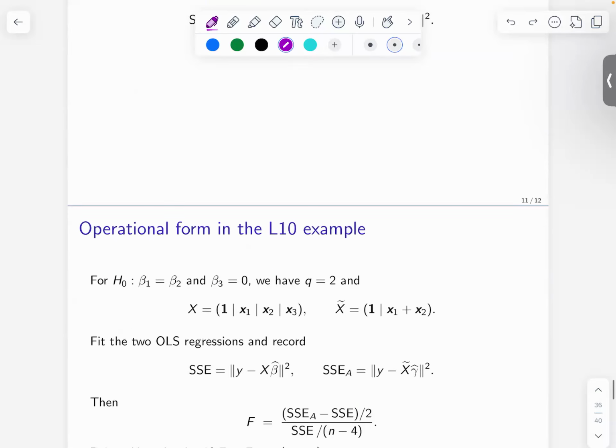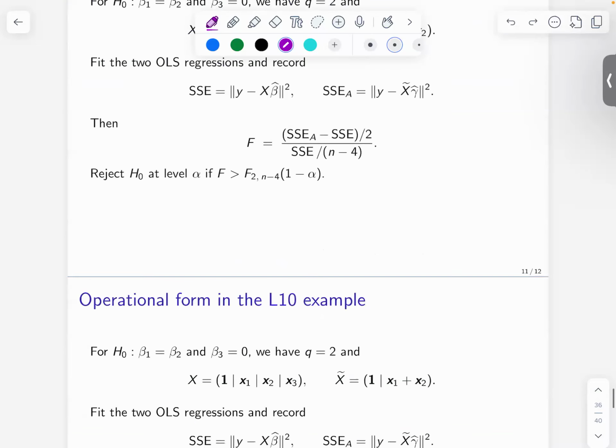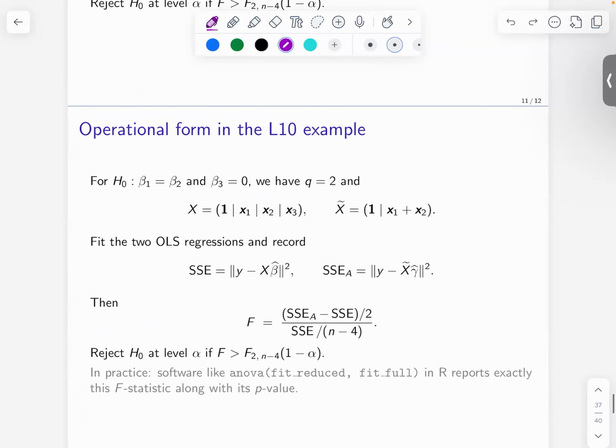Okay, I think one more example. Let me just do this and then we're done. I don't have a numerical example here, but we can do a numerical example later. So in that model, for example, if you want to do that hypothesis test, you fit the two models, and you can do it in R, for example. You compute the SSEs, Q is 2, n minus p minus 1, that is p plus 1, would be 4, so you just form this, and then you just reject at this level, and this can be done.